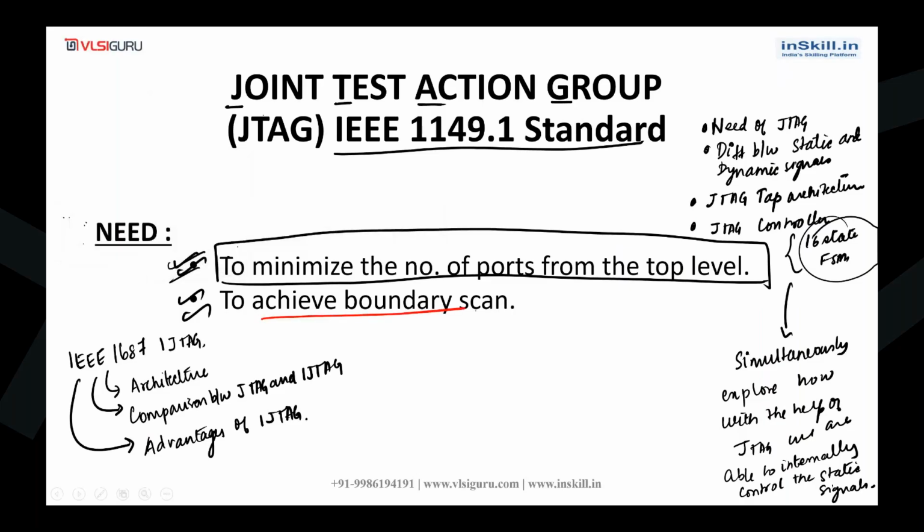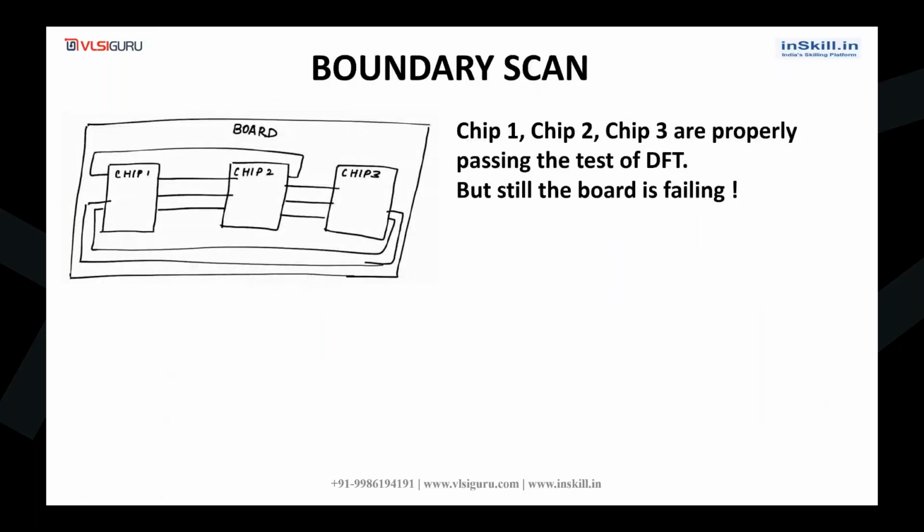So what is boundary scan? We'll try to understand. Chip 1, chip 2, chip 3, they are properly passing the test of DFT, but still the board is failing. So what does this mean? Let's try to understand. So what will happen?